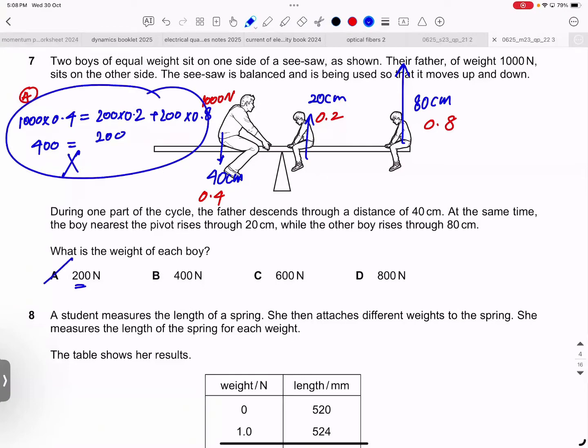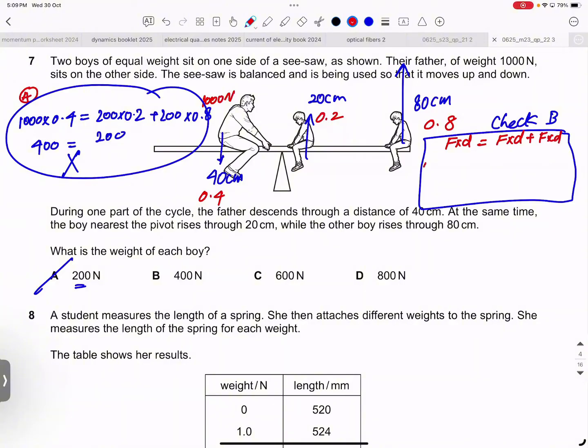Option A is wrong. Let's check B. Here I will check option B. Father's moment. Moment is force multiplied by distance. Boys, force multiplied by distance. I will check the boys and dad.